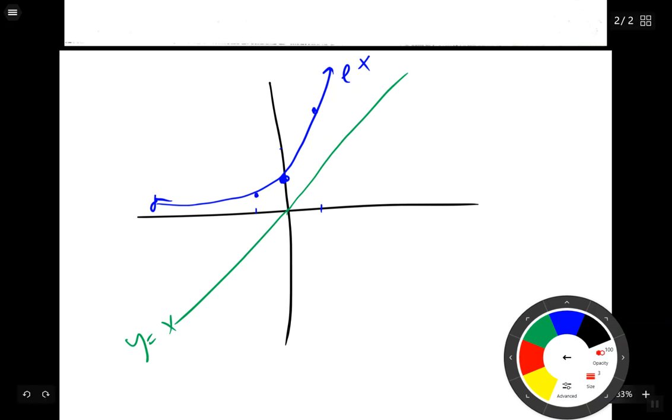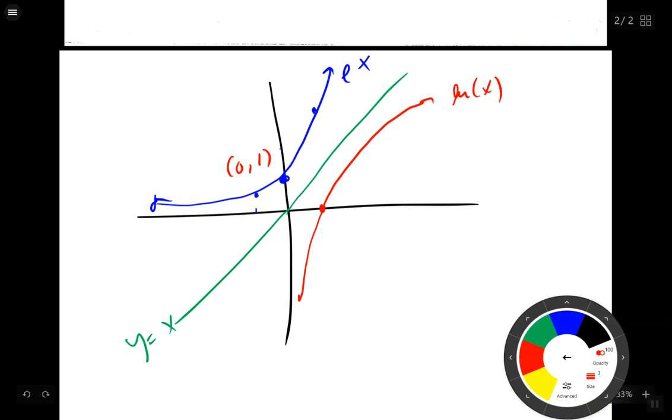So if this point right here is 0, 1, what is its inverse point? 1, 0. Yeah. So I go down here. That's the corresponding point. So it goes down like this and goes up like this. See how they're mirror images across the line y equals x. This is natural log of x.